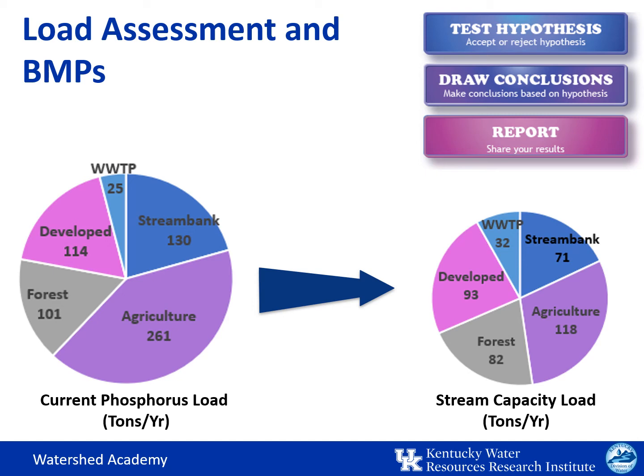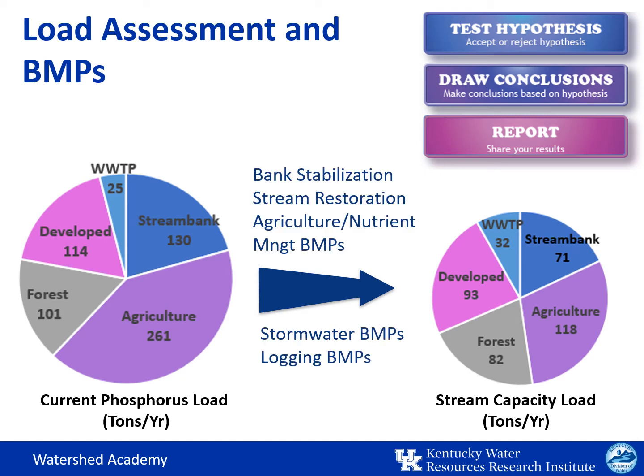BMPs refer to the recommended best management practices for each loading source that will reduce this load contribution, hopefully to achieve healthy water quality conditions. For example, the agricultural loads may be reduced through agriculture and nutrient management BMPs, while bank stabilization and stream restoration might be used to address the stream bank contributions. So a number of each type of BMP and the expected reductions must be calculated for the watershed planning report.